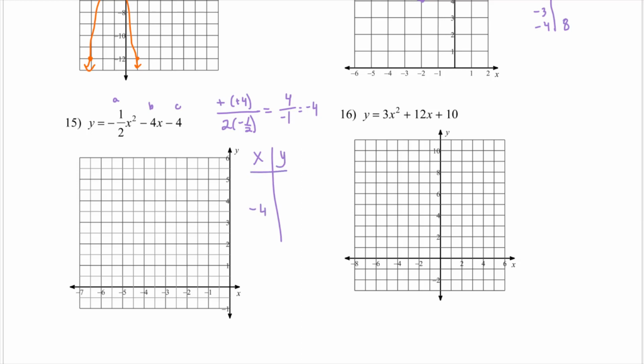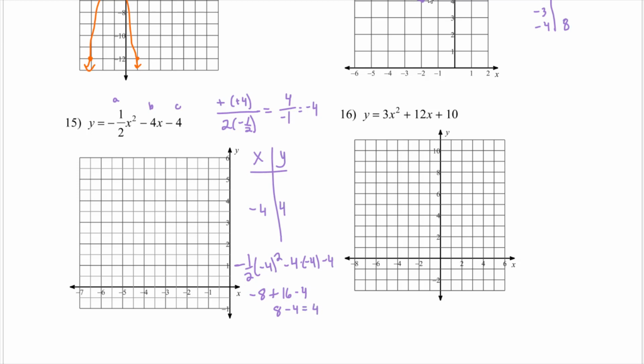And then we're going to plug the -4 in and see what happens. So -1/2 times -4 squared minus 4 times -4 minus 4. So this is going to be 16 times -1/2, which is -8. And then -4 times -4 is +16. And then minus 4. -8 plus 16 is 8. Minus 4 is 4.